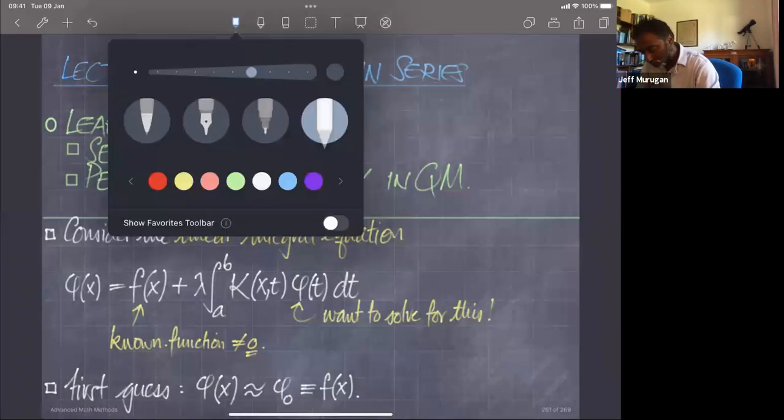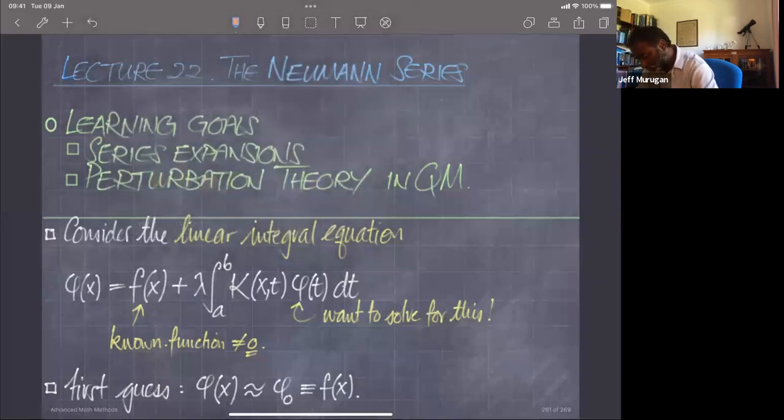So I want to make the point here that this is not compulsory, but it is convenient.